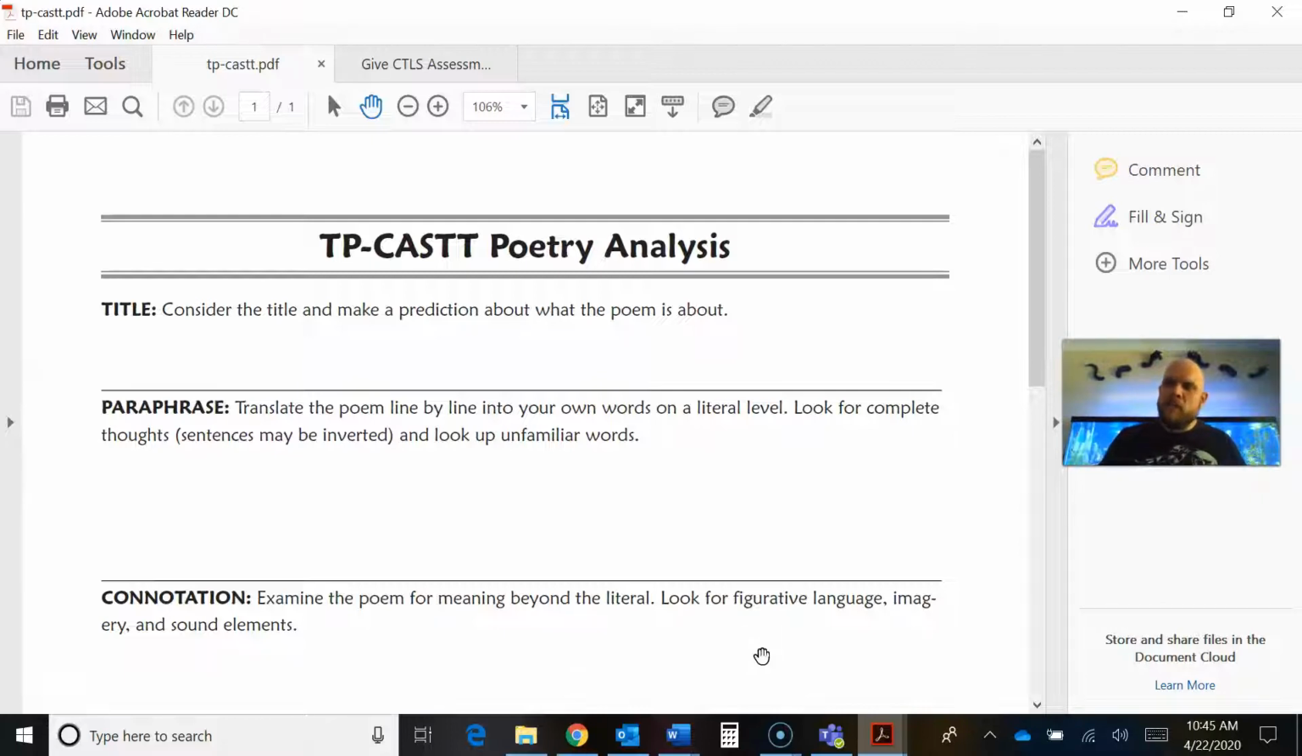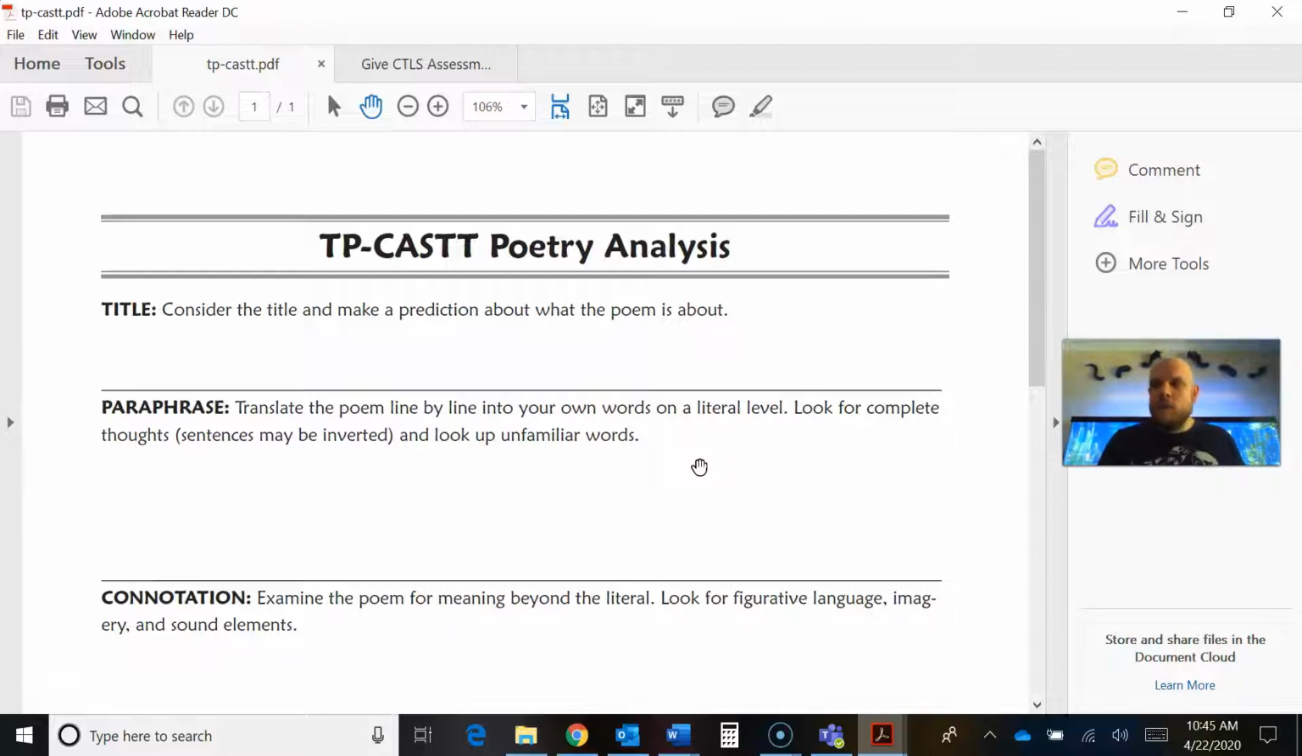Anyway, so you look at the title of the poem, and you don't just look at the title. You want to make a prediction about what the poem is about. So when you are doing your Poetry Cafe, you're going to have to do this for one of the poems. This is tomorrow's assignment. This is what you need to turn in. You're not turning in the questions for Young. You're turning in this TP-Castt for a poem of your choice.